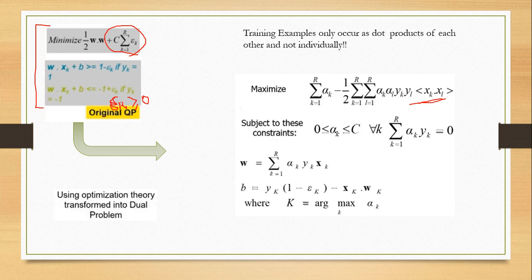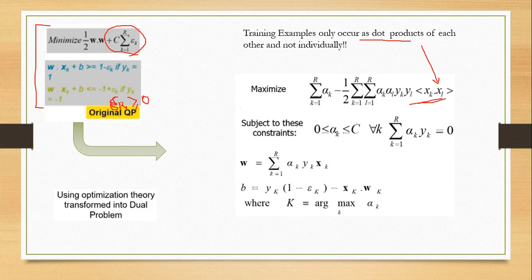Using the optimization theorem, we just convert the primal to dual. Now training examples only occur in the dot products. Just consider these are the training values, these are the feature values. They occur only as dot products of each other, not individually. And here it is written x of k dot x of l. In short, it is the multiplication of features, nothing else. In short, we require a dot product. This term we will require in future also.